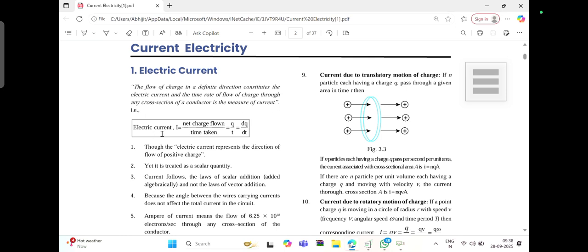That means electric current I is equal to Q by T. As I already told you, the current is the measure of flowing of charge per unit time, per unit cross sectional area. मतलब क्या बोल रहे हैं हम? The electric current represents the direction of the flow of positive charge. That is the direction of electric current.